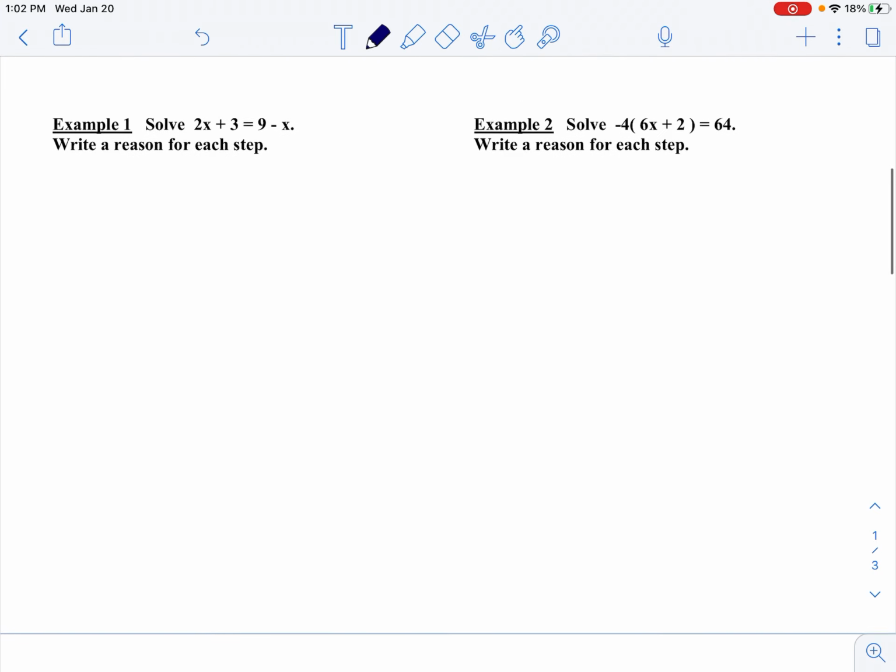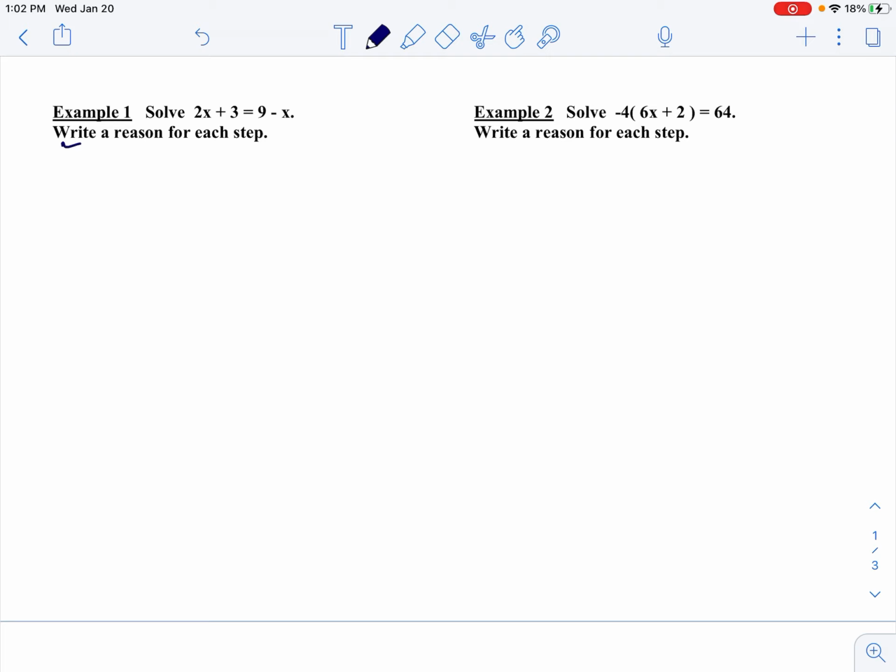So we're just going to solve these equations, and the big thing here is to write a reason for each step. So if you want to try to solve this by yourself, right now would be a great time to pause, but make sure that you're giving a justification.